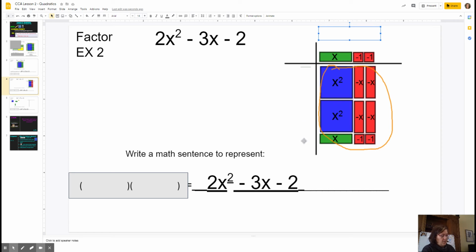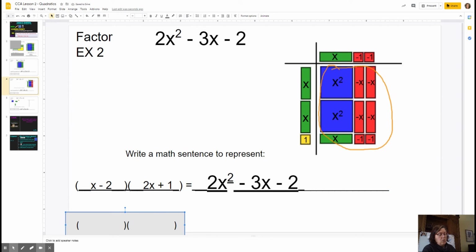Okay, and then how about here? Anybody? Oh, Emma, thank you. Right, so I've got these two x's, and then I've got this plus 1. So I've got 2x plus 1 is one factor, and I've got x minus 2 is the other factor. So our factored form is x minus 2 and 2x plus 1.